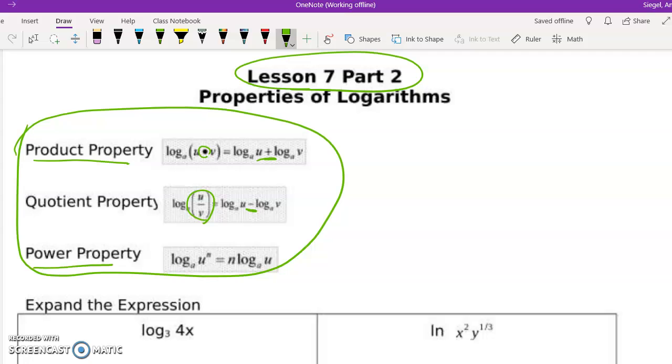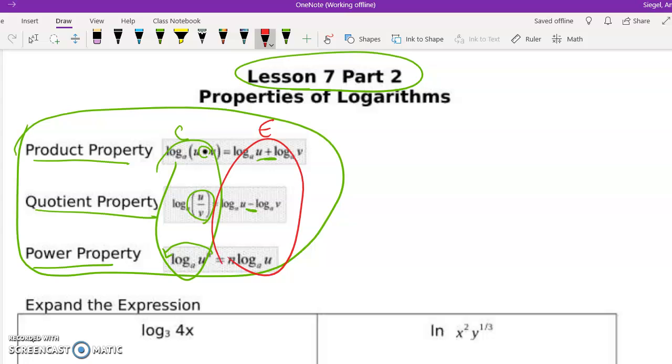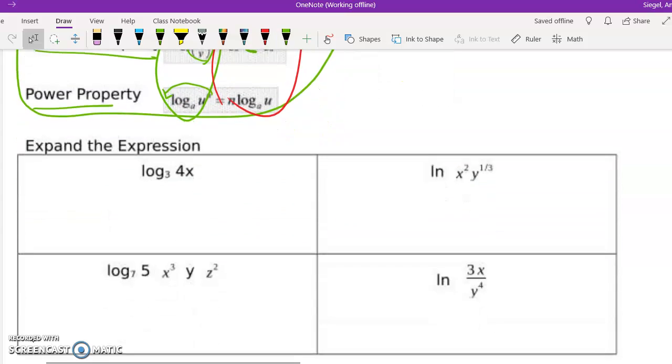And the power property, remember, that's our leapfrog rule. So that exponent is going to jump out in front. Those are the three properties we talked about yesterday. Remember, this is a condensed version, all of these, and this is the expanded version, all of these. So we're going to start off by reviewing those.